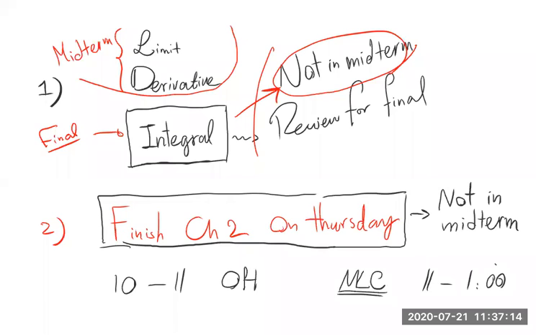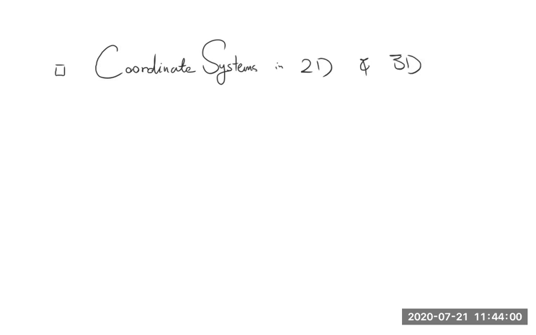You don't have credit for homework 1. So now we are going to talk about different coordinate systems in the two-dimensional case and the three-dimensional case.